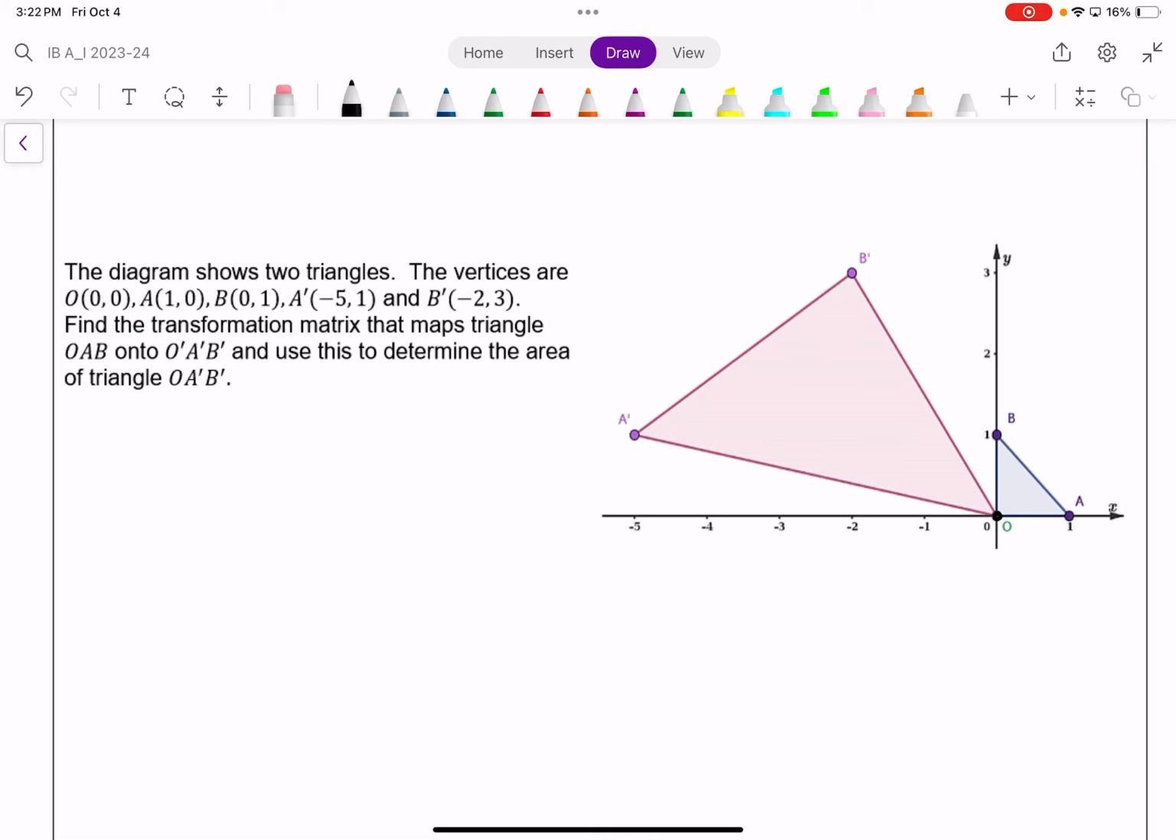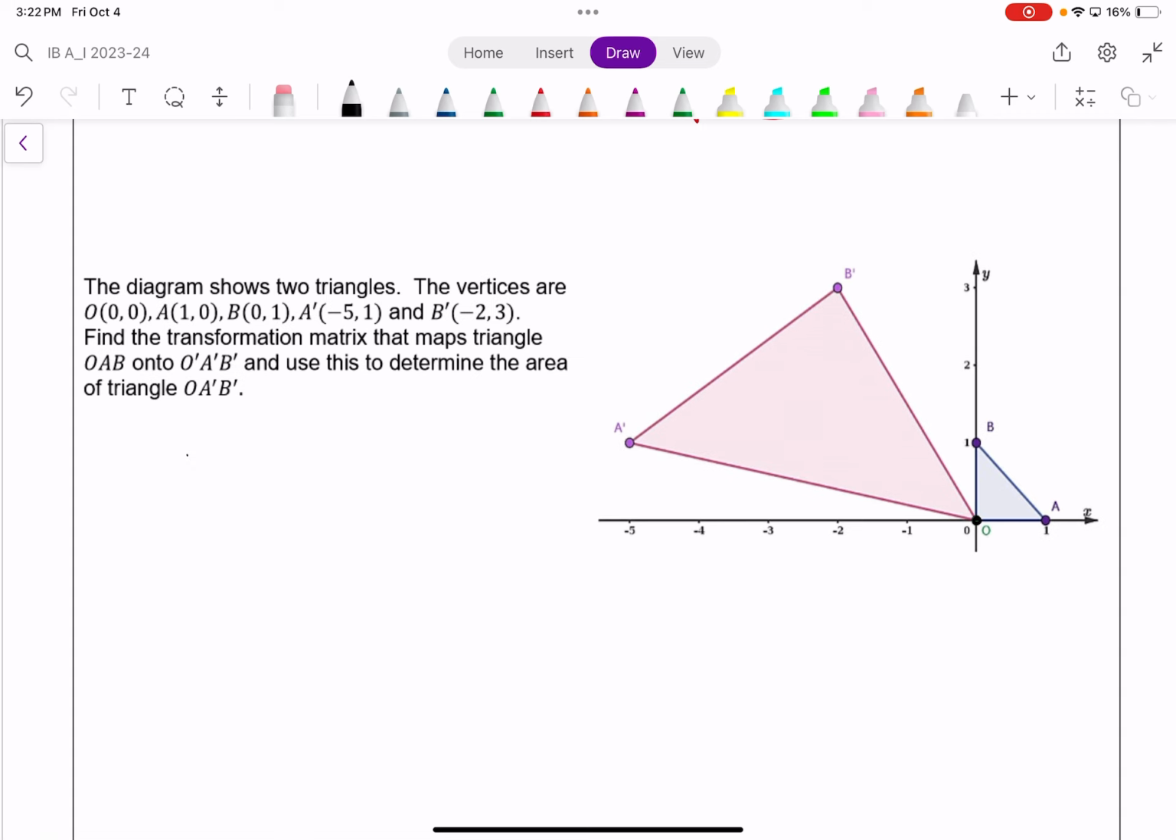Well, the key to this is first to realize that we can't use our matrix multiplication to solve for the transformation matrix like we did in previous questions. And that's because if we think of T as a transformation matrix times A equaling A prime, A being this point here, and A prime being that point there, I can express those as a matrix. For example, that A would just be 1, 0.